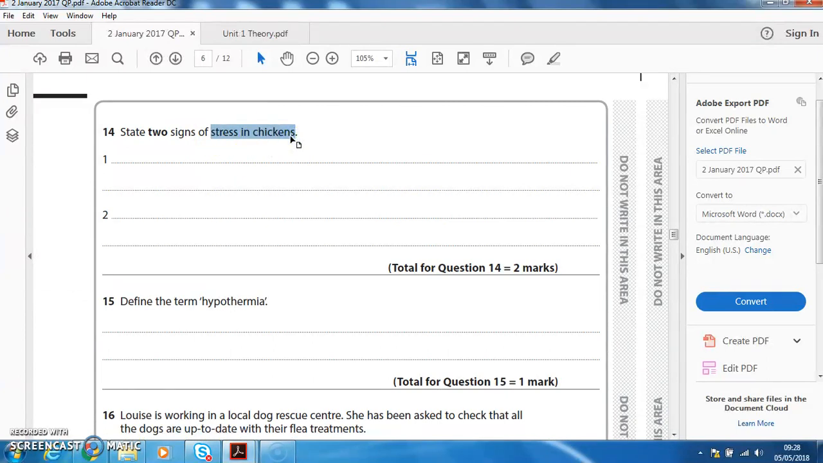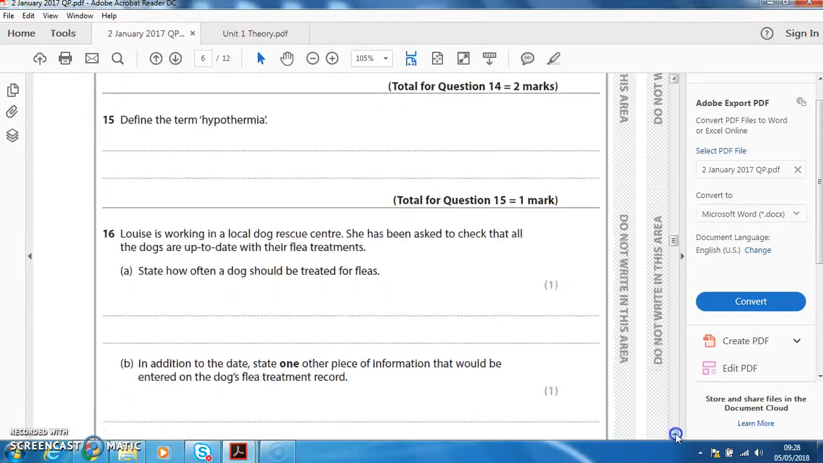Two signs of stress in chickens. First of all, they'll become anxious and run away. So if they run away from you. And secondly, clawing at the ground, scratching at the ground is another example of stress in chickens.